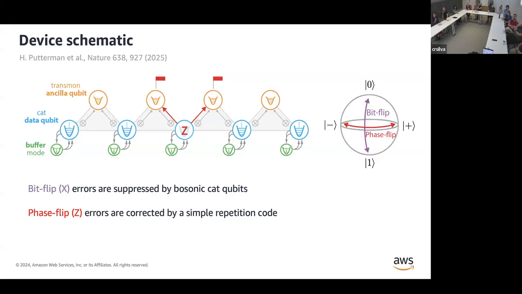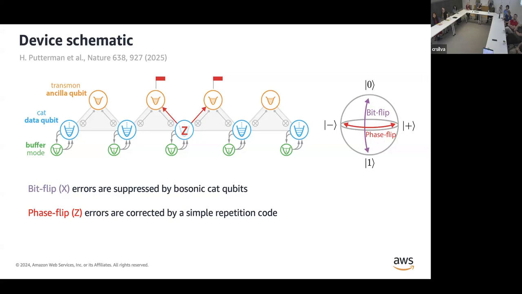All X errors are being corrected here somehow. I'll tell you how. But now Z errors are not corrected at all. So then the outer code, we only wanted to correct the Z errors, right? There's only one type of error that the outer code has to correct. So this means that we can use a classical code for that, right?